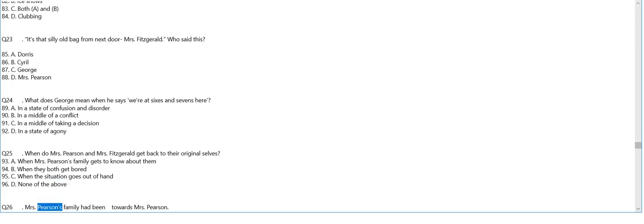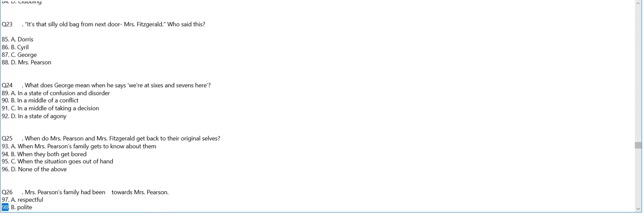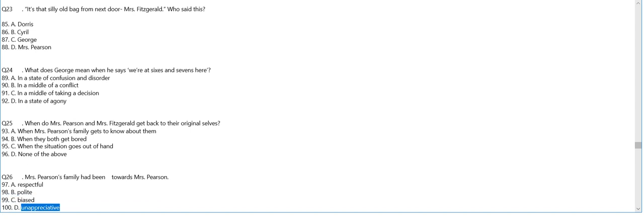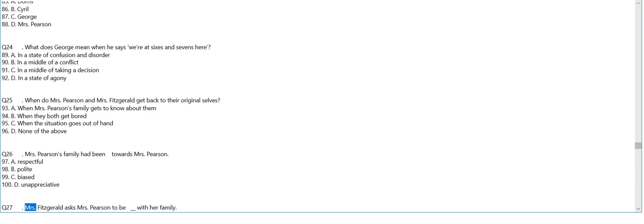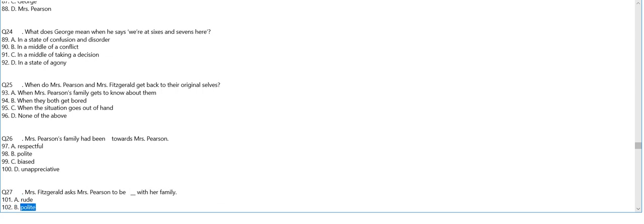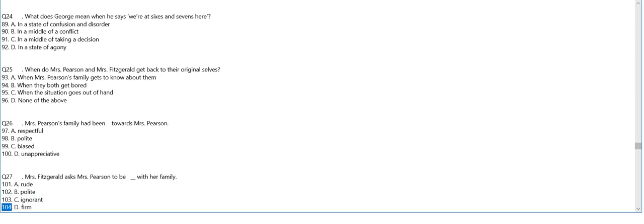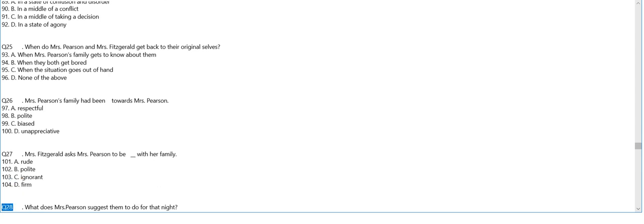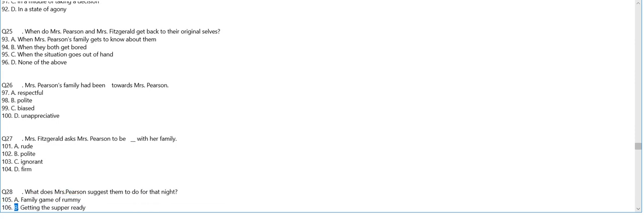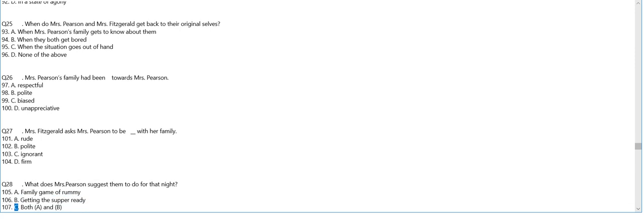Q26. Mrs. Pearson's family had been blank towards Mrs. Pearson. A. Respectful. B. Polite. C. Biased. D. Unappreciative. Q27. Mrs. Fitzgerald asks Mrs. Pearson to be blank with her family. A. Rude. B. Polite. C. Ignorant. D. Firm. Q28. What does Mrs. Pearson suggest them to do for that night? A. Family game of rummy. B. Getting the supper ready. C.